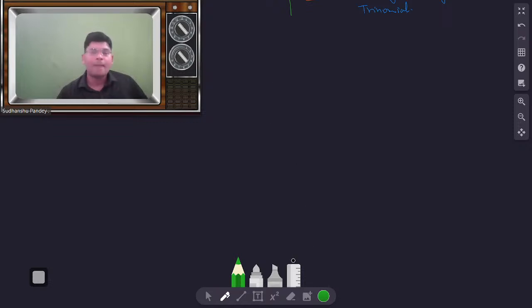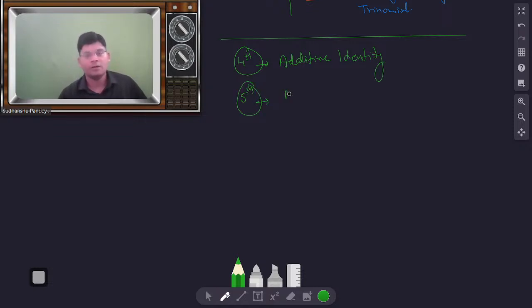Now what will happen is, in the demo class I told you about 2 basic identities, and those are very important identities. What are those basic identities? The fourth and the fifth identity. The fourth identity was, you remember? Additive identity. And what was the fifth property of a number? Multiplicative identity. Wonderful.